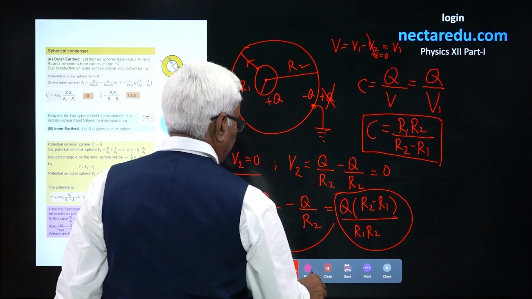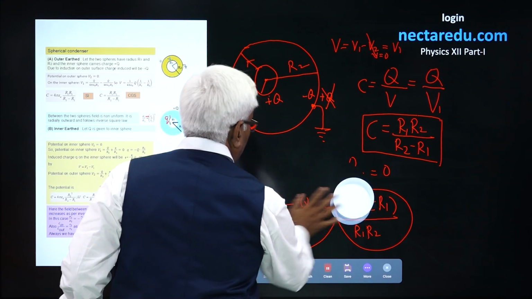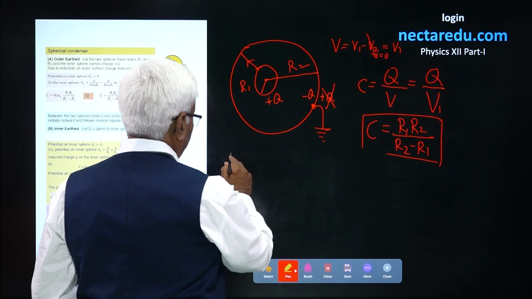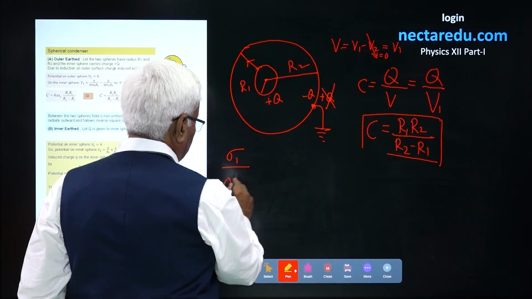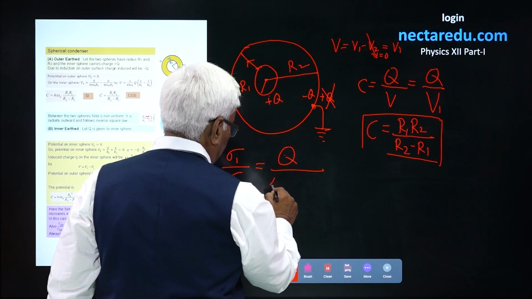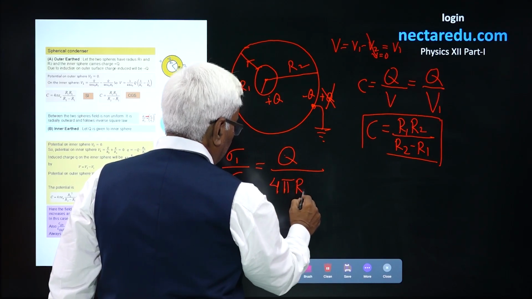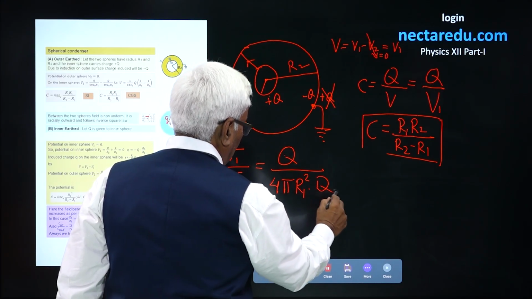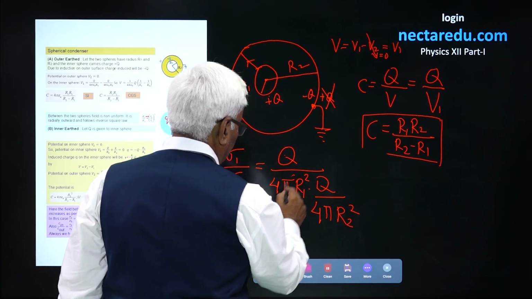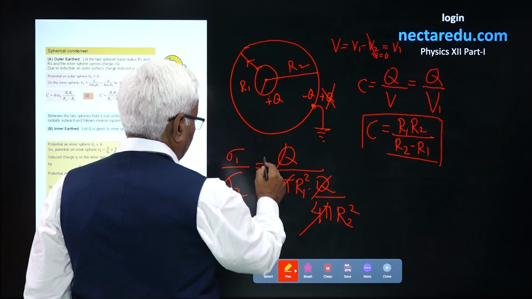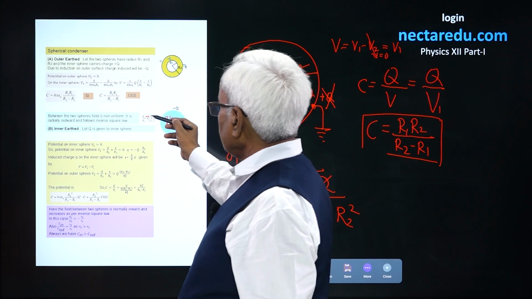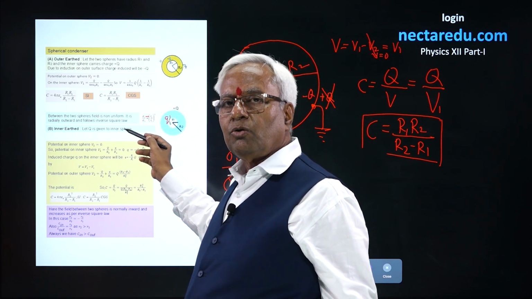If you calculate, say, the ratio of surface densities, sigma 1 upon sigma 2, surface density is charge upon surface area. By using this relation, charge upon surface area, you'll find the charges get cancelled. Both are oppositely charged. So this relation is given: it's minus (r2 upon r1) whole square.